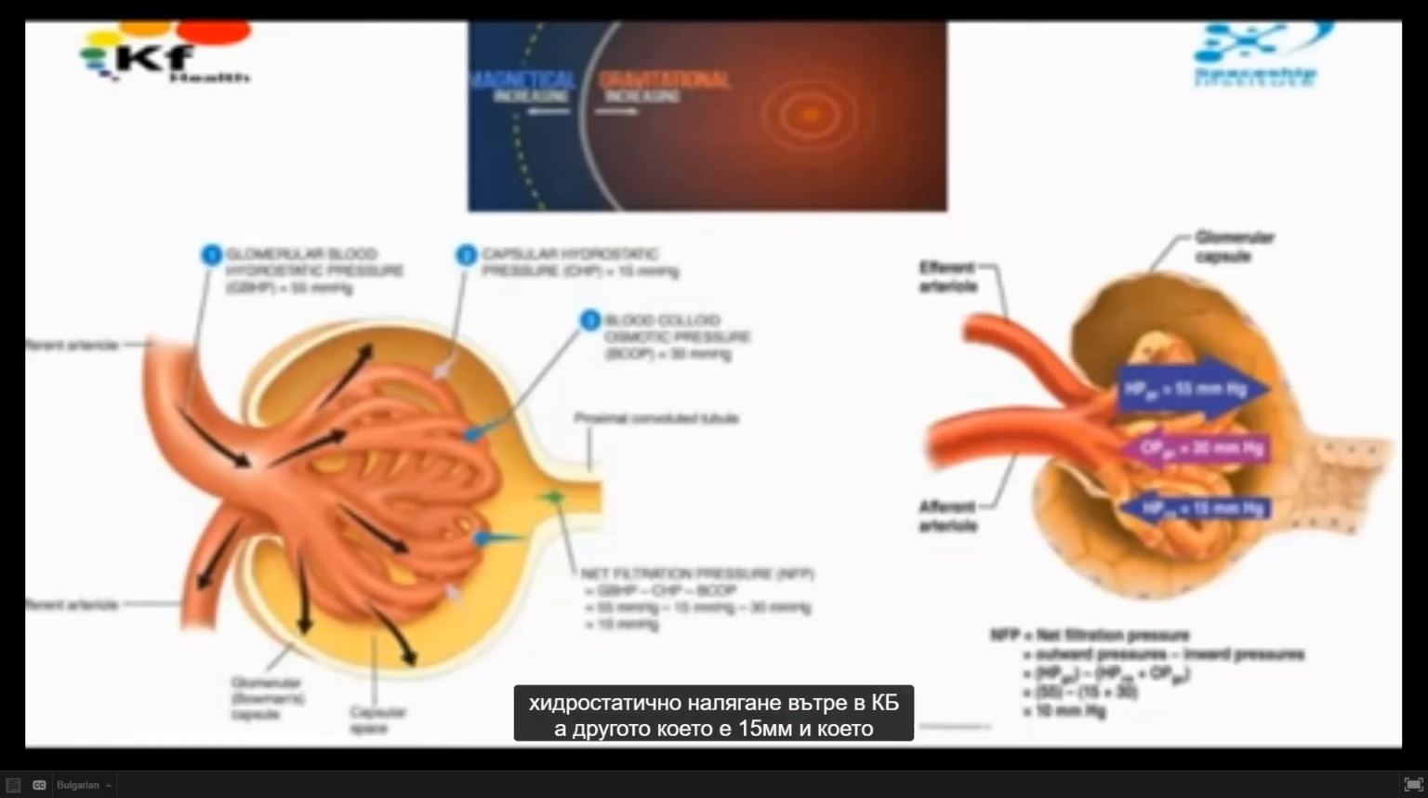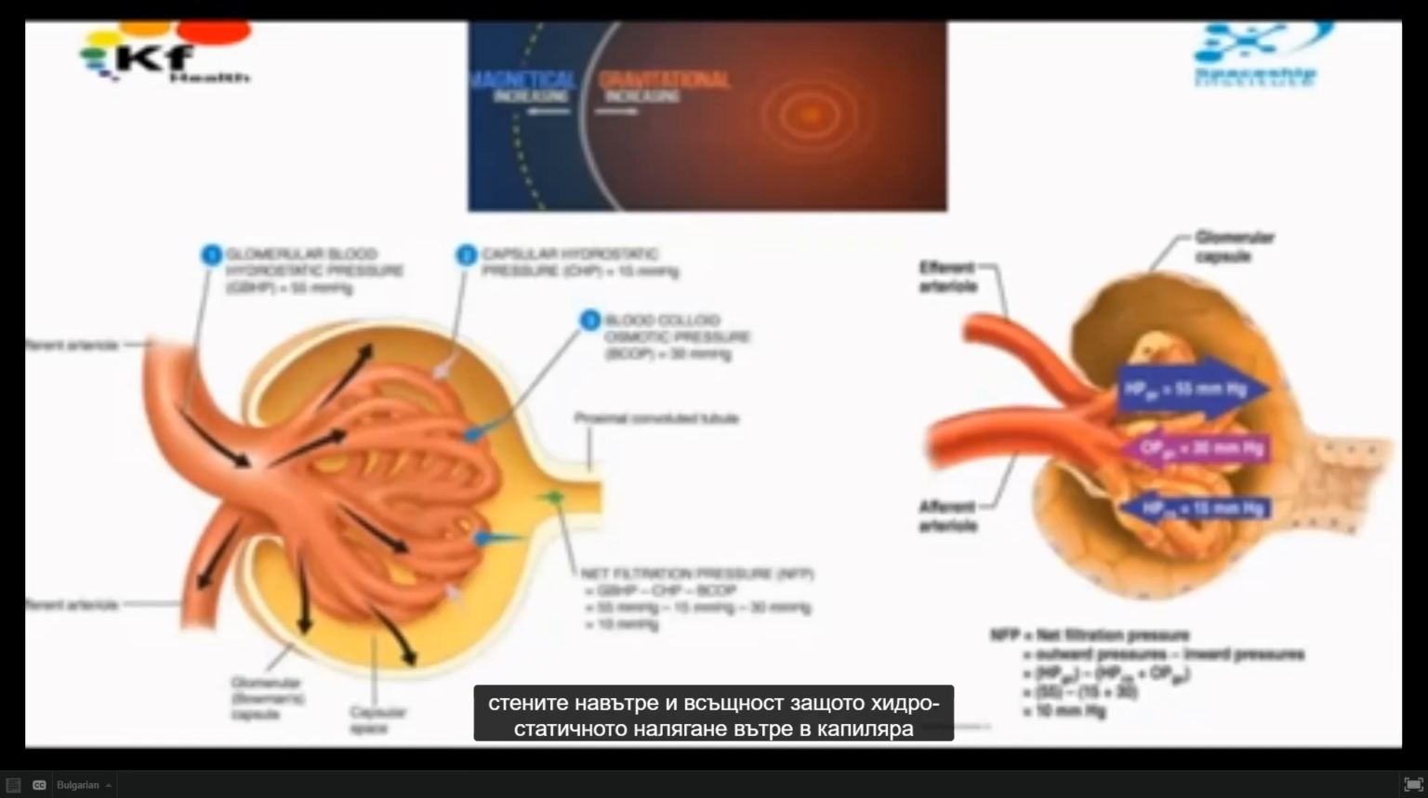This is the hydrostatic pressure inside of the Bowman capsule, which is 15 millimeters of mercury, and the other one is what we call the oncotic pressure, and this is formed because of the protein inside of the filtering area. And actually the oncotic pressure is related to pulling the matter out. So it works more like a sponge force, pulling inside the walls.